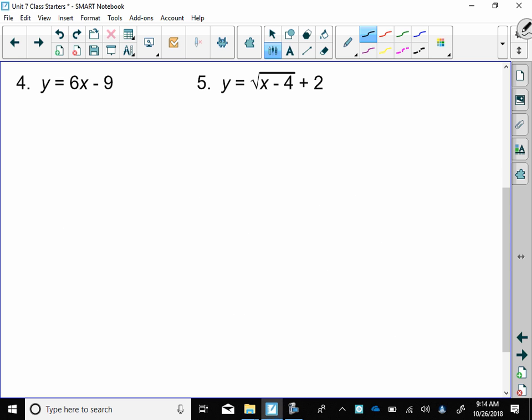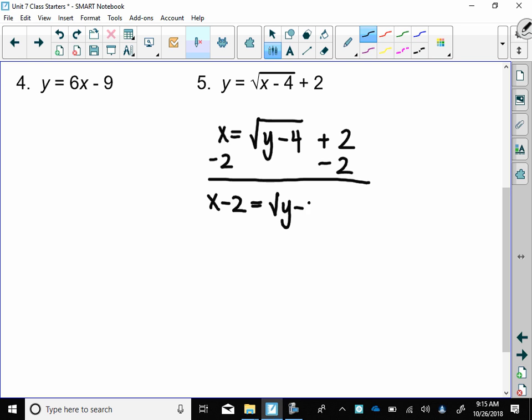And then for number 5, same thing. We got to find the inverse first. So to find the inverse, we switch x and y. So we're going to have x equals the square root of y minus 4 plus 2. And then we got to get y by itself. So what am I going to do to get y by itself? Well, we already did that. So we switched x and y. So now we got to get this y by itself. So move the 2 over. So we're going to have x minus 2 equals the square root of y minus 4.